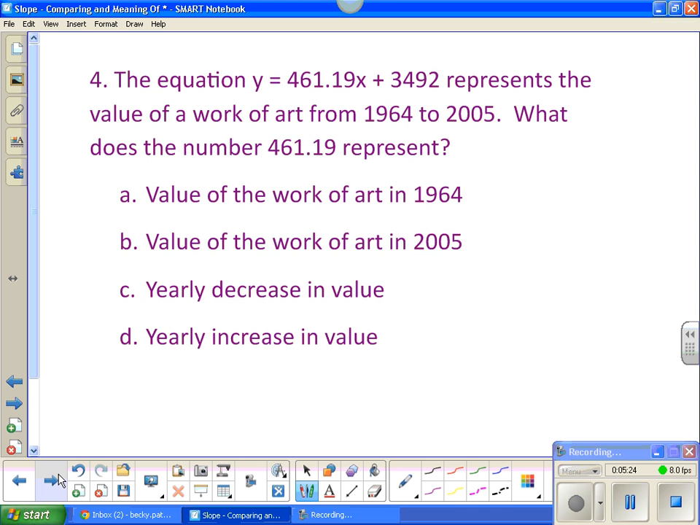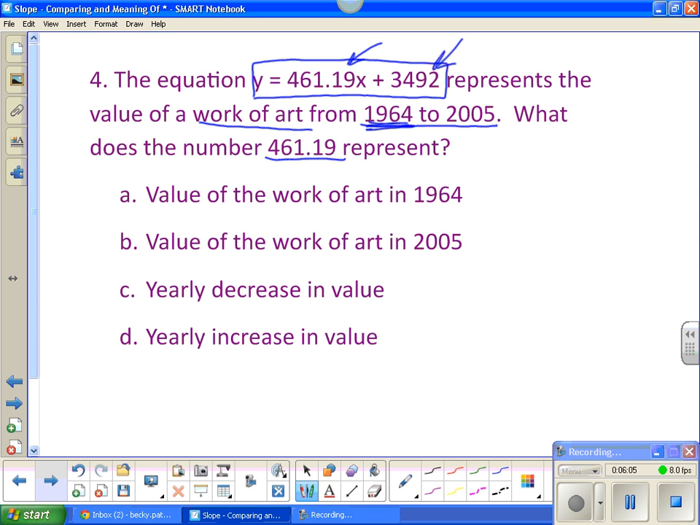The equation y equals 461.19x plus 3,492 represents the value of a work of art from 1964 to 2005. What does the number $461.19 represent? Okay, let's just look at this equation before we go read our answers. This represents a work of art from 1964 to 2005. So what is this number? That is its value in 1964. That is its starting value. What is this number? That's how much it's increasing in value every year.